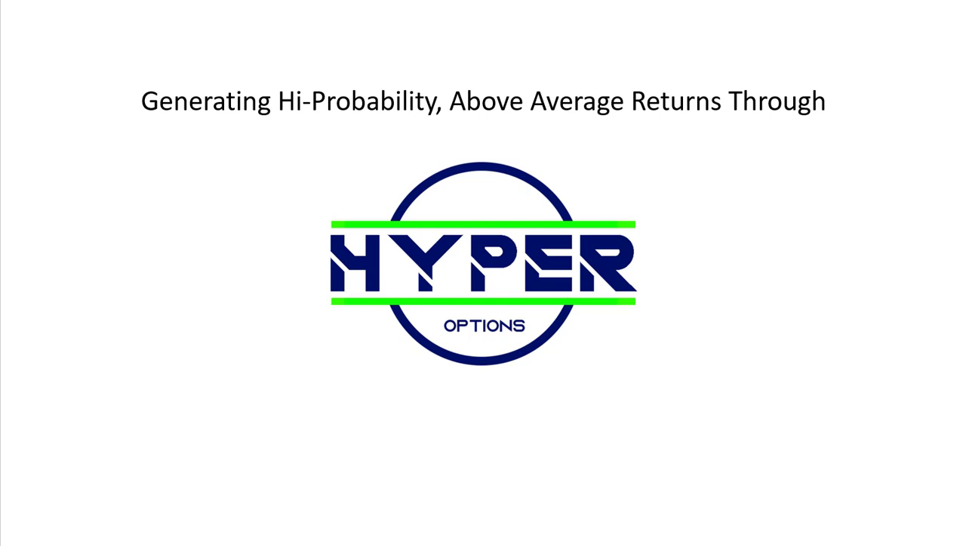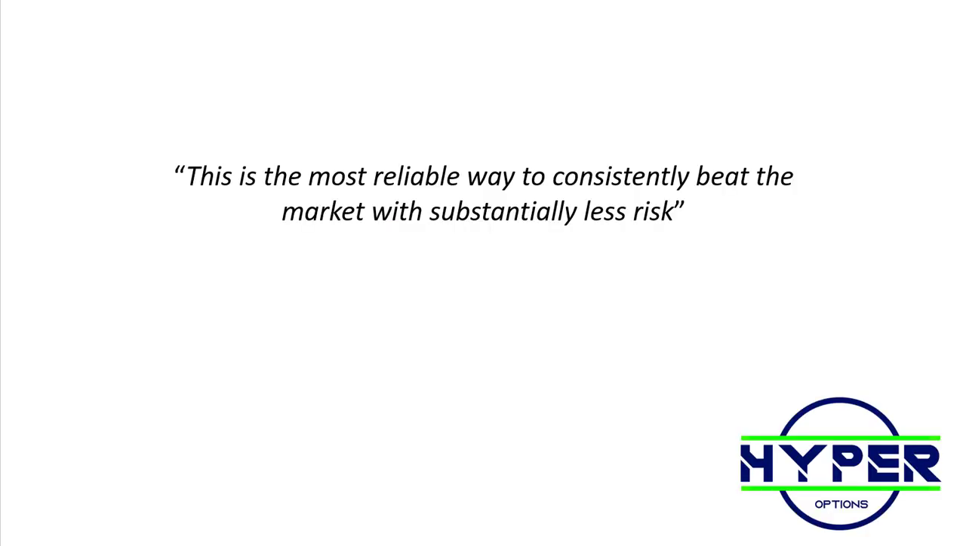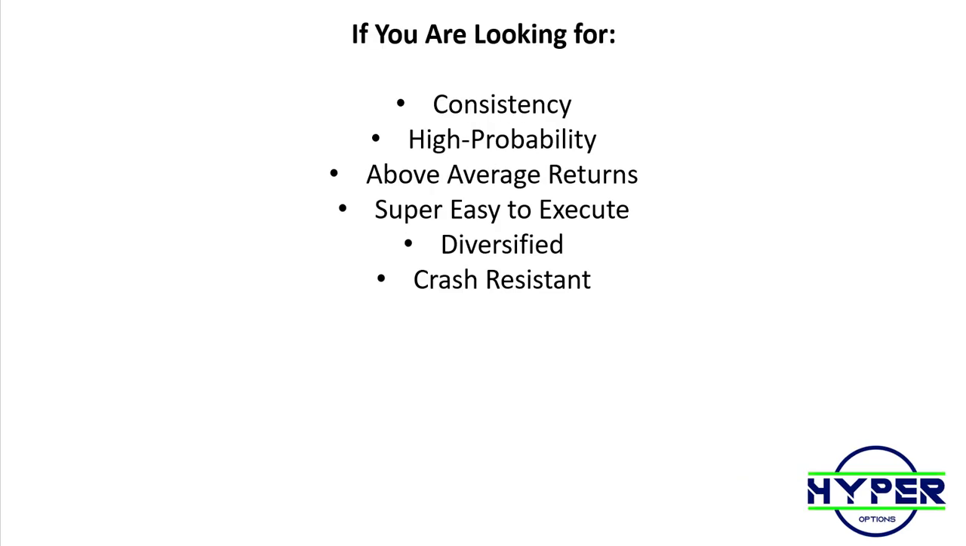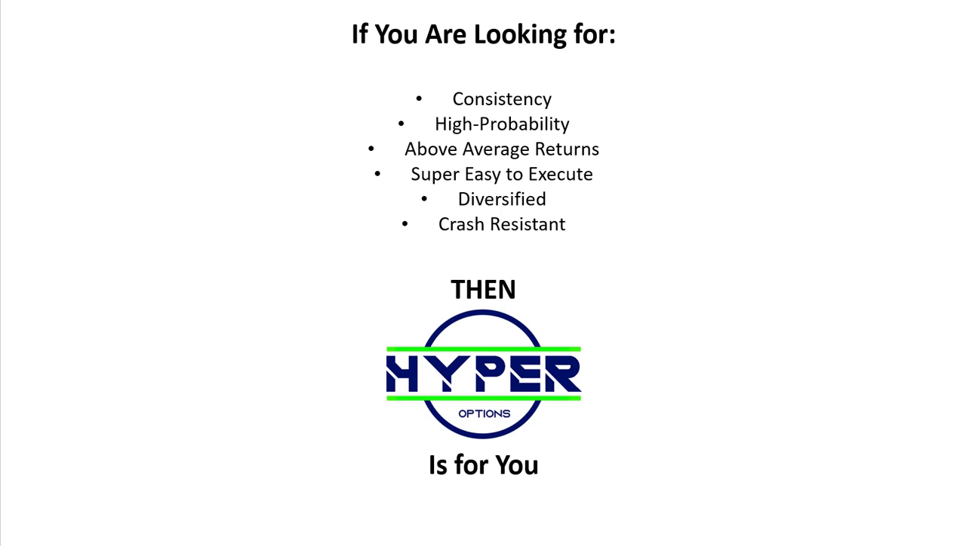Today I'm going to be talking about generating high probability above average returns through hyper options. This is a strategy that is considered to be the most reliable way to consistently beat the market with substantially less risk. And in fact, if you're looking for consistency, if you're looking for high probability trades, if you're looking for above average returns, trades that are super easy to execute, a strategy that provides diversification and crash resistant opportunities, then Hyper Options is for you.